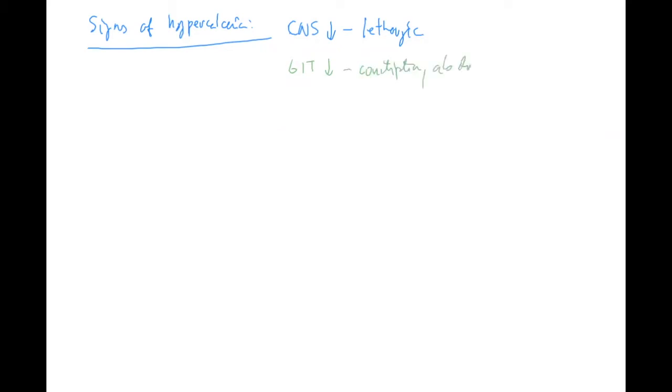So signs of hypercalcemia. Typically what you're going to see are CNS signs, because the CNS is going to be depressed. You're going to be lethargic. You're going to be tired. Also, your GIT tract, your intestines will be lethargic in a way. So there's going to be constipation, abdominal pain. The patient can vomit. Okay. And remember, there could be pancreatitis in connection with increased calcemia.